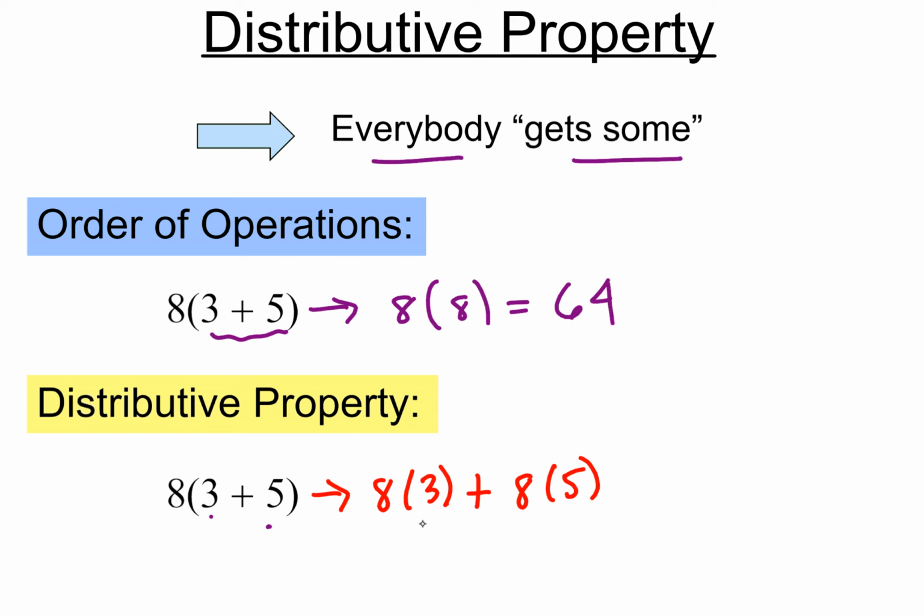Now we can simplify it some more by doing our multiplying first. So once we do that, 8 times 3 is 24, and 8 times 5 is 40. Once again, if I add those two together, I will get 64. Now when we just do numbers, it's kind of easier to do it by order of operations. But because we're going to be dealing with variables in our terms, we need to understand how this distributive property works so that we can apply it to make those equivalent expressions.